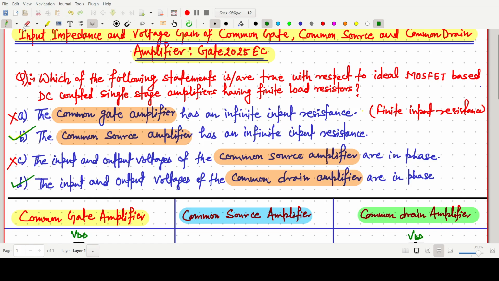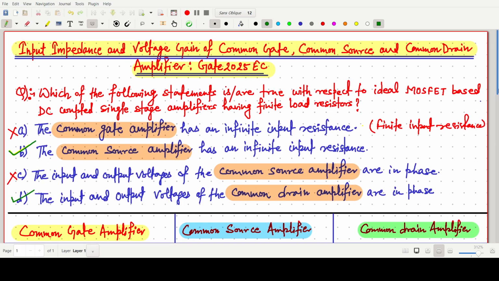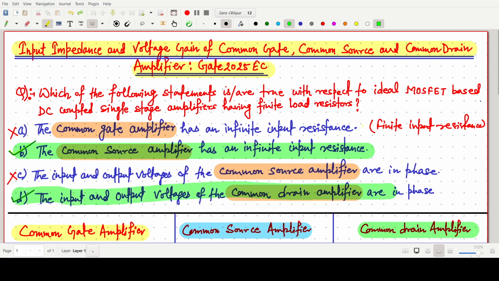So in this question, we have identified there are four statements given, and we have to select the correct ones. There are two correct options. So the final answer, which are true: the second point, that is this expression, is the true one. And B and D are the true statements.